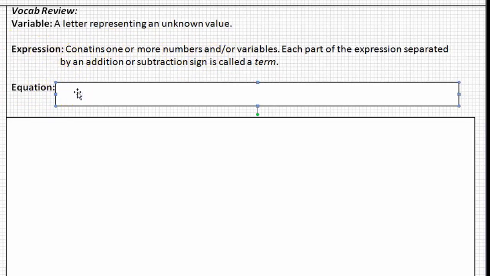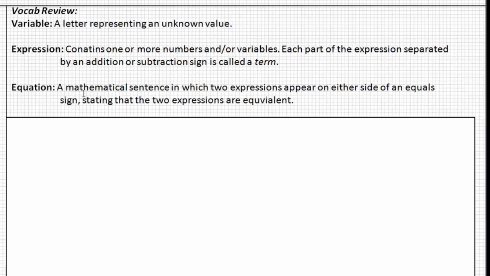When you add an equal sign, it turns into a math sentence and therefore an equation. So an equation is a mathematical sentence in which two expressions appear on either side of an equal sign and states that the two expressions are equivalent. So we're going to need to use that today, variables, expressions, and equations, to be able to translate math sentences into word sentences and vice versa.